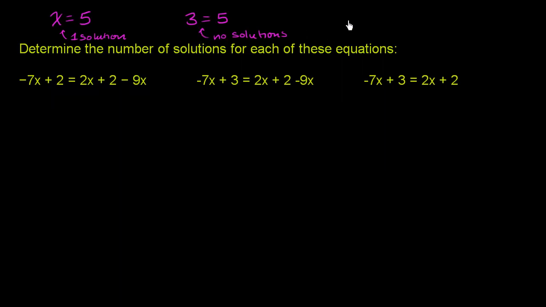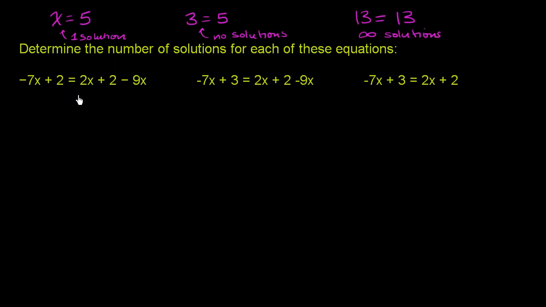On the other hand, if you get something like 5 equals 5, and I'm just overusing the number 5. It could be 7 or 10 or 113, whatever. If I get something that is equal to itself, which is just going to be true no matter what x you pick, then you have infinite solutions. So with that as a little bit of a primer, let's try to tackle these three equations.